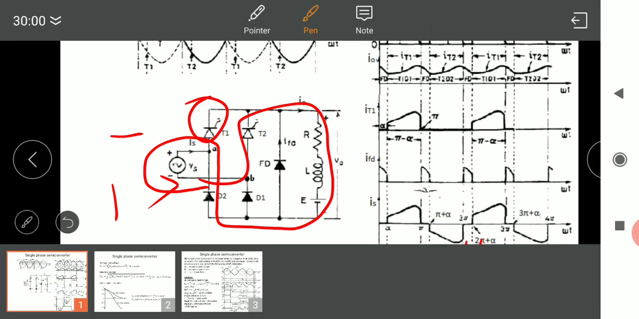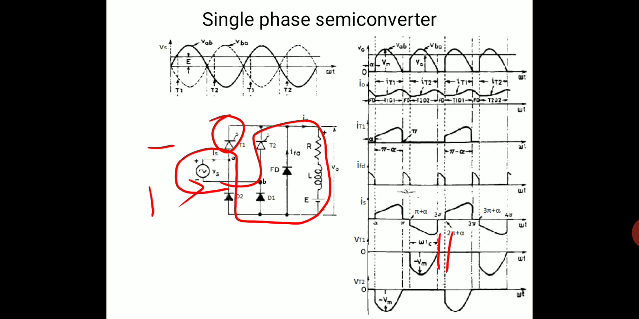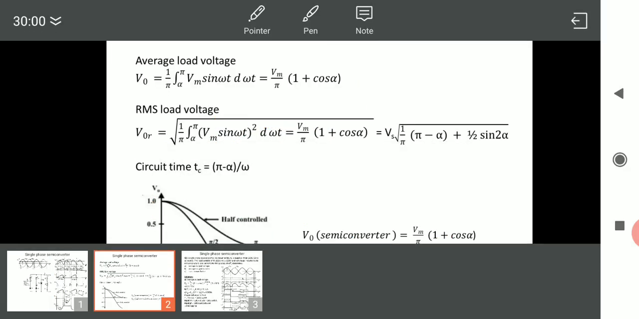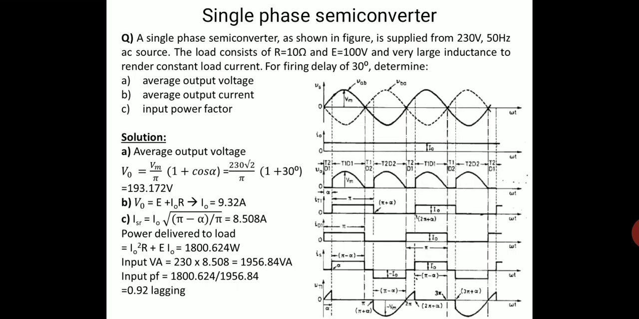If we calculate the circuit time of the thyristor, you can observe that the thyristor negative voltage is between pi plus alpha and 2 pi. So the circuit time is pi minus alpha.